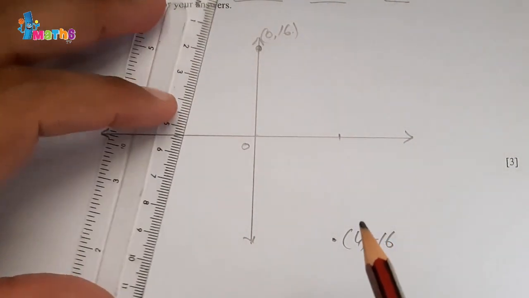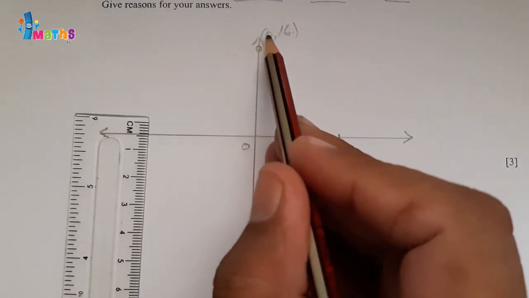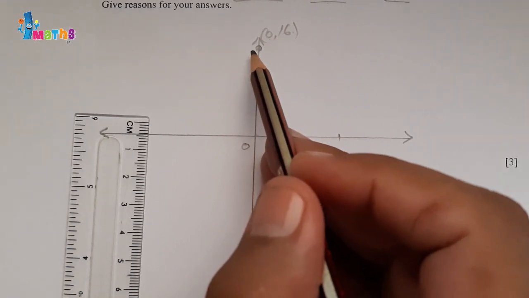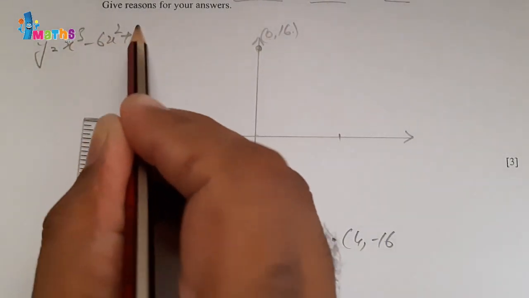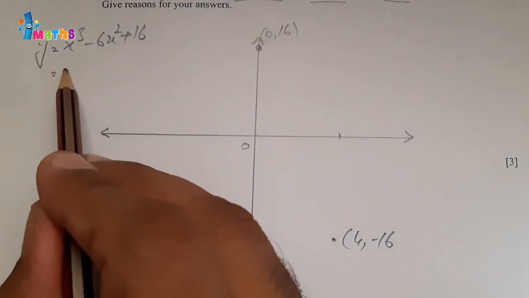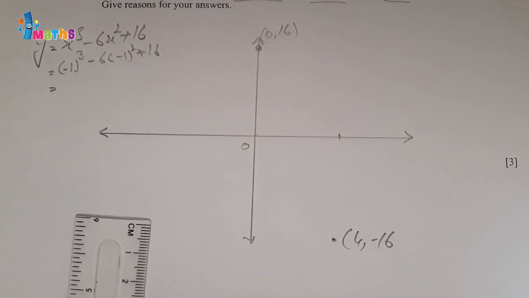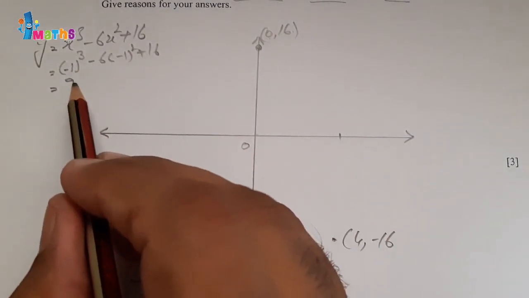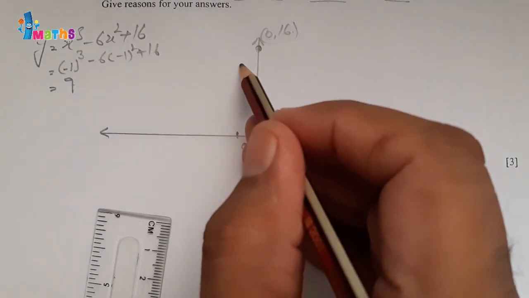We can confirm this by taking adjacent values. For example, the value of x is 0 over here. If we take the next value, for example minus 1, and replace in the given equation, y is equal to x cube minus 6 x square plus 16, if we replace 0 in this, we'll be getting 16. But if we replace x is equal to minus 1, so minus 1 cube minus 6 into minus 1 square plus 16, we will get 9. So y will be equal to 9, and our point will be minus 1 and 9. So if we take minus 1 over here, minus 1, 9 will be a lower point.